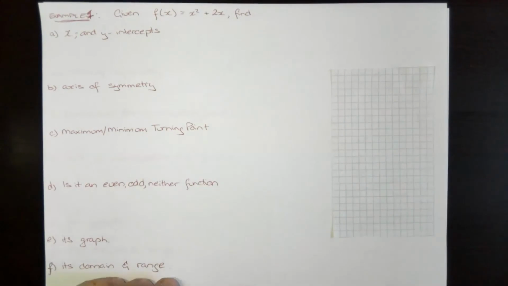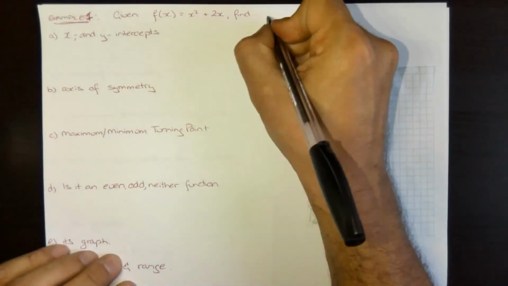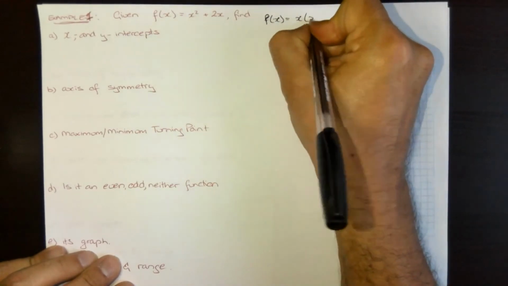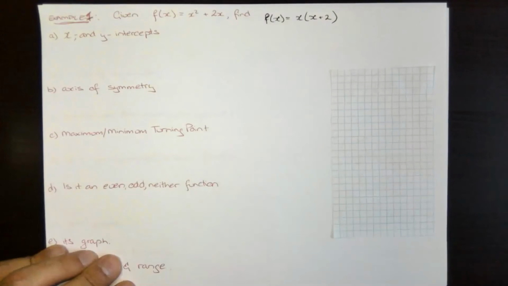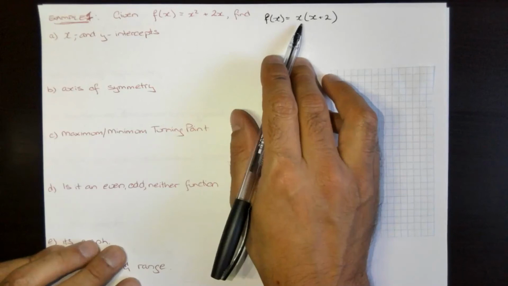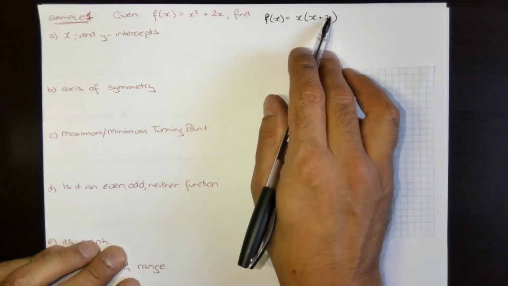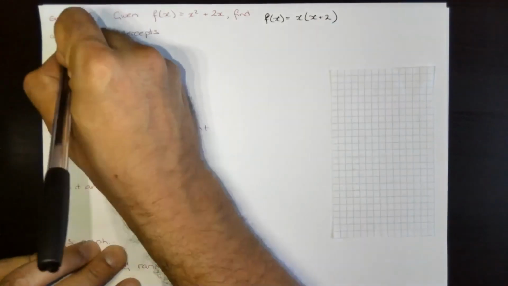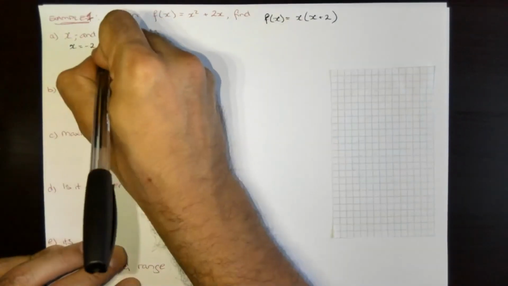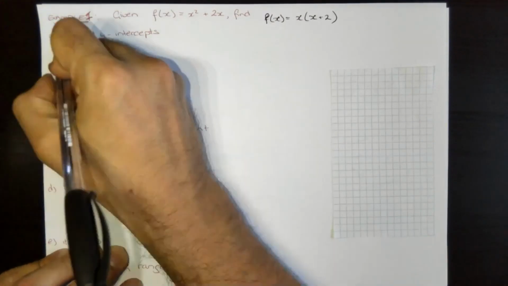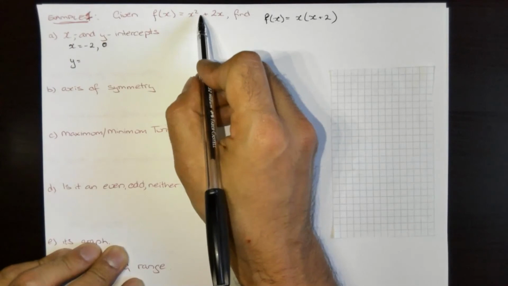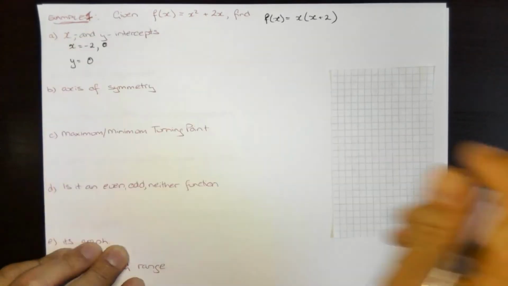The first thing I always do is try to factorize it. So the factored form would be x times x plus 2. The x-intercepts are basically the roots. If this was 0, x would be -2, and this would have to be 0 in order to apply the null factor law. And the y-intercept is this point, setting x to 0. 0 plus 0 is just 0.